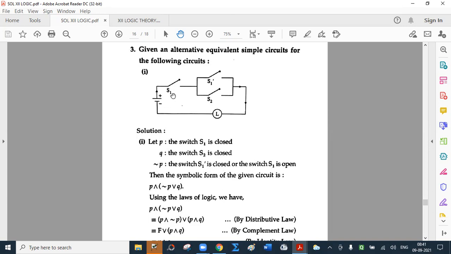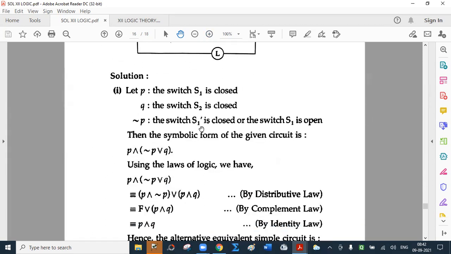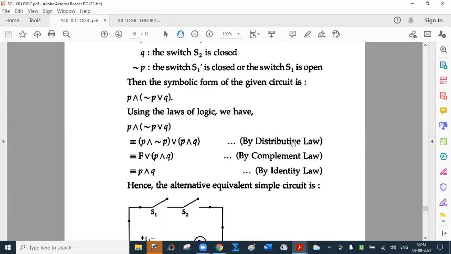So what is the symbolic form? It is P and, this is parallel combination, not P or Q. Now you have to simplify this using laws of logic. First distributive law. So P and not P, or P and Q. Now what is P and not P? It is always false. Reason, complement law. Now it is false or P and Q, which is P and Q. Because if P and Q is true, this is true. If P and Q is false, this is false.